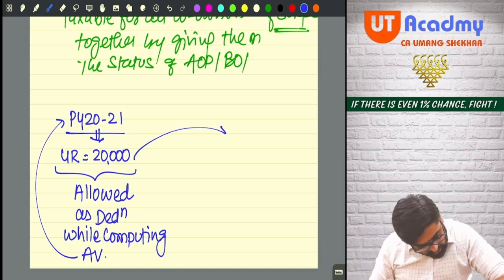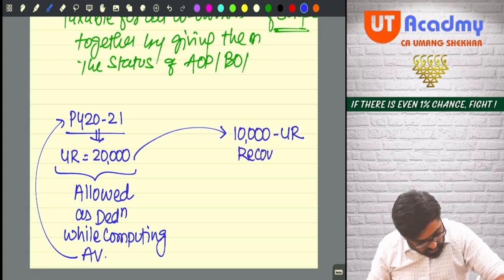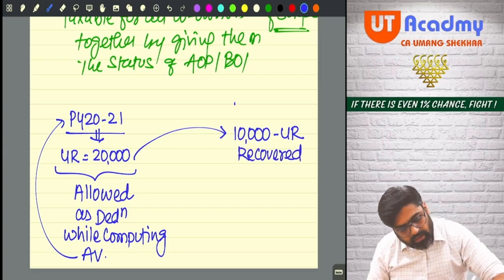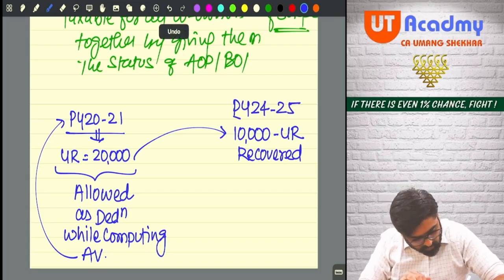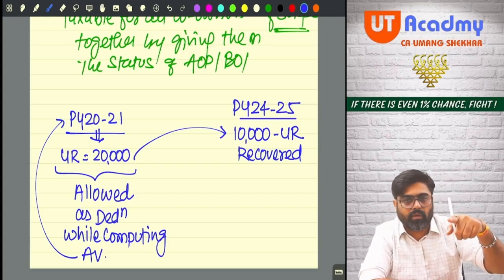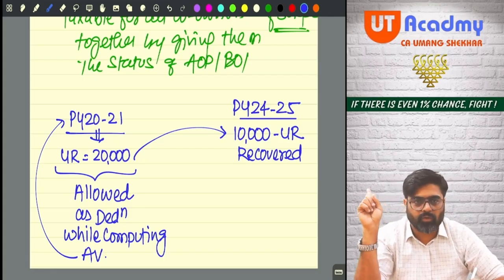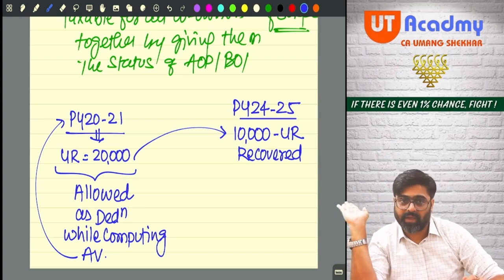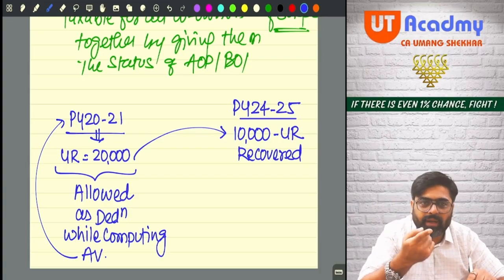out of this 10,000 unrealized rent recovered. And this recovery happened in previous year 24-25. In this year, out of that 10,000 got recovered. Now tell me, if on that entire 20 tax was not paid, out of that any recovery happening in this year, on that, will you pay tax?